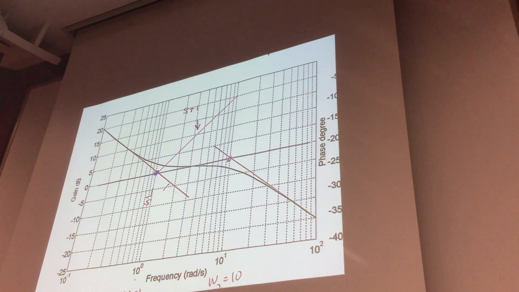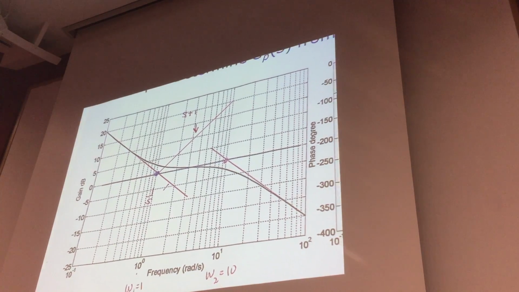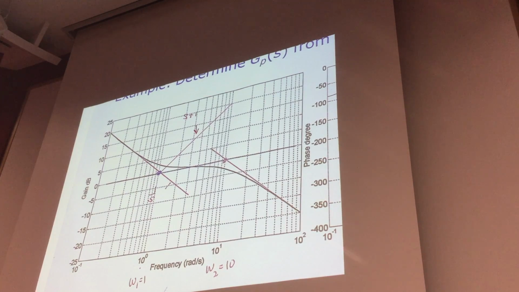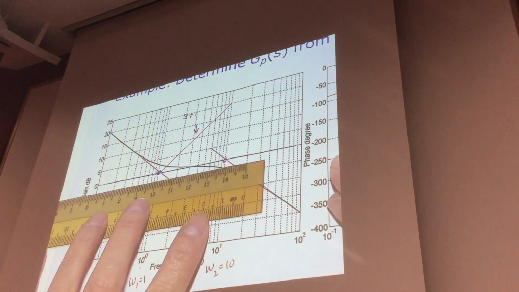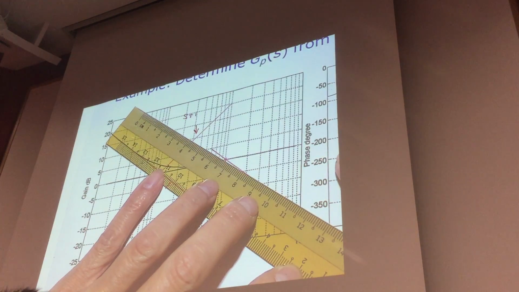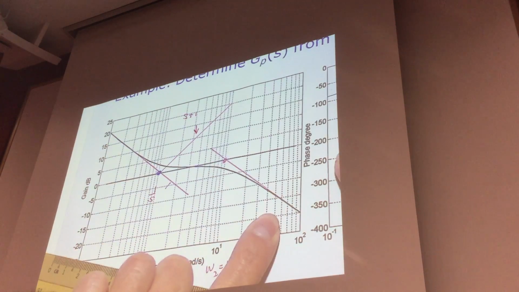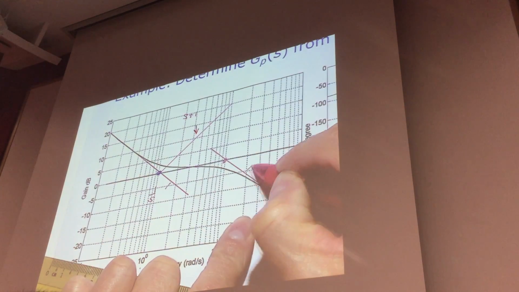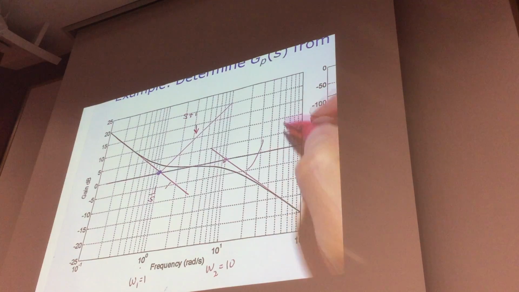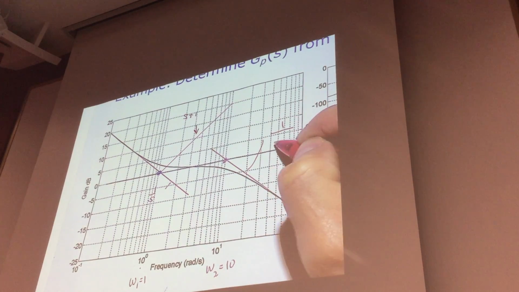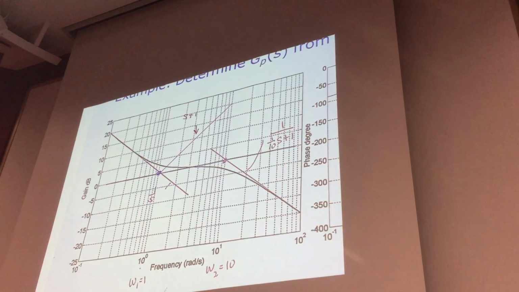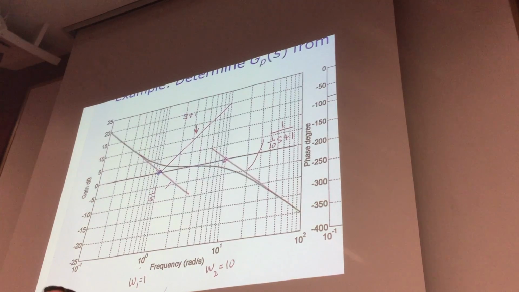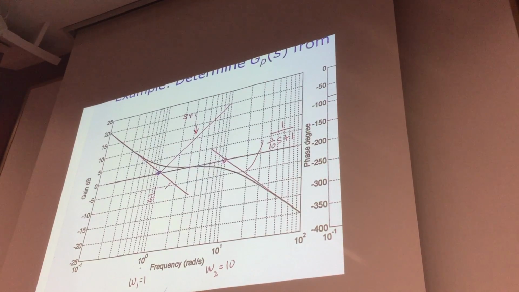So this must have been another pole that goes like that, and then pushes it down like that. So this third pole is 1 over tau s plus 1. Tau is 1 over 10, so 1 over 10 s plus 1, because the corner frequency is 10. So tau is 1 over omega.